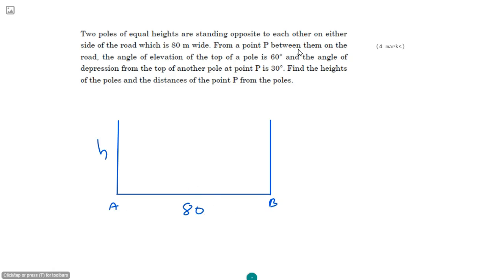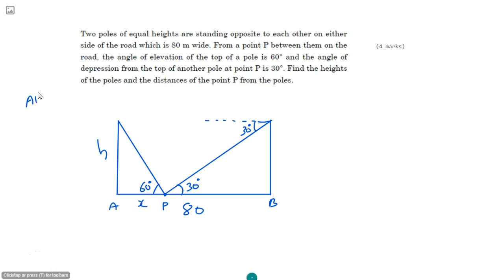From a point P between them on the road, so let's have a point P here. The angle of elevation from P to the top of a pole is 60 degrees. So let this angle here be 60 degrees. And the angle of depression from the top of the other pole to this point P is 30 degrees. And you know that this will also be 30 because they are alternate interior angles. So that's your figure.